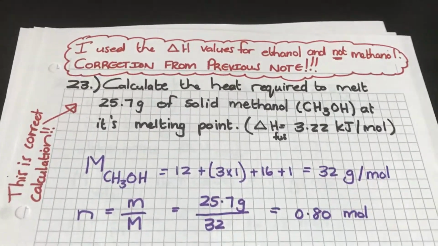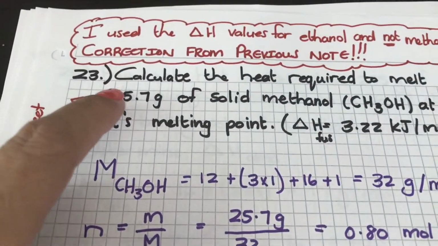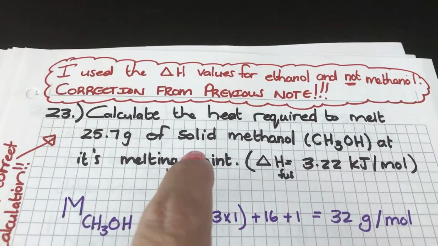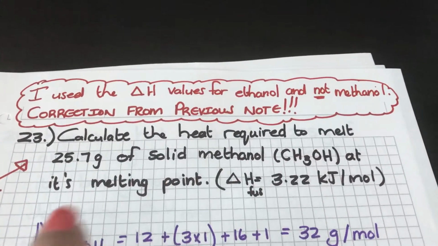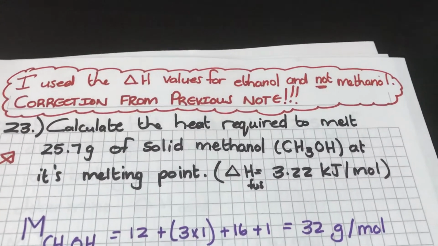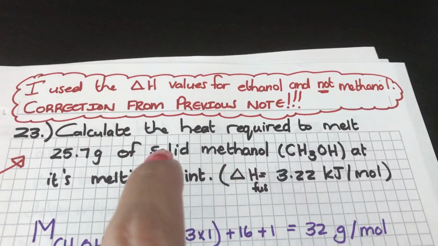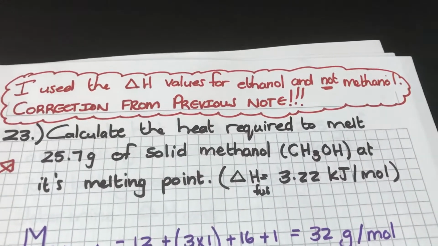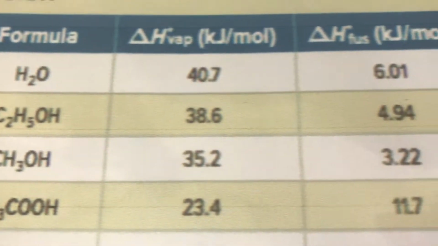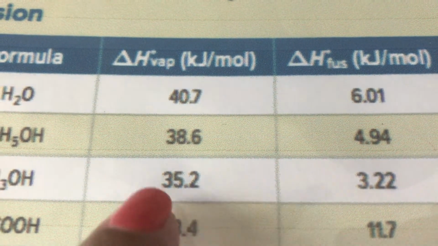Okay, now the reason I needed you to understand how to change the enthalpy is for questions like this. If you look at question number 23, it says calculate the heat required to melt 25.7 grams of solid methanol at its melting point. So that means if you are given the table, you have to go and look up the fusion value for solid methanol, like how much energy is it going to take for it to melt. So when you go to the table, you see methanol, and to vaporize it, that means evaporation to take place, it's going to be 35.2.